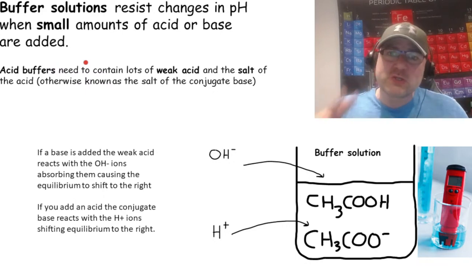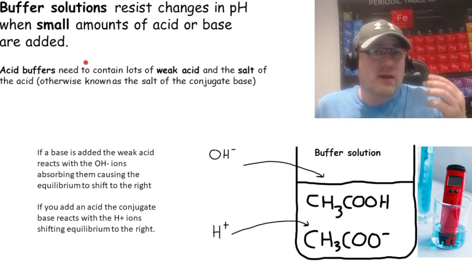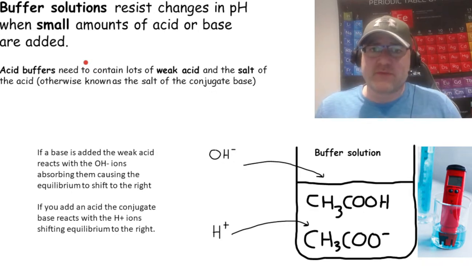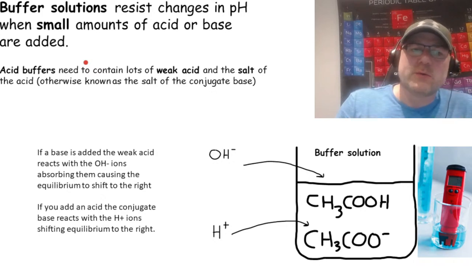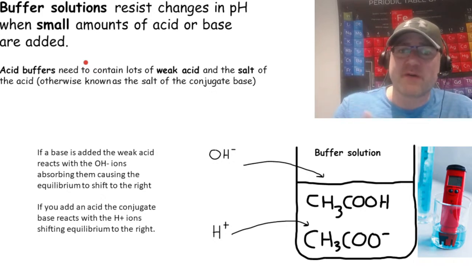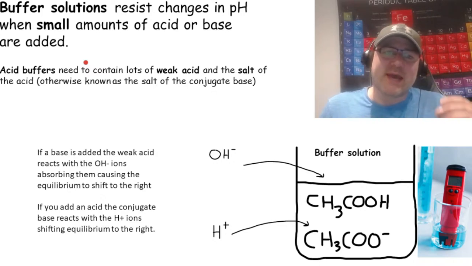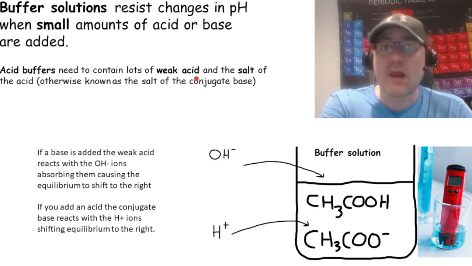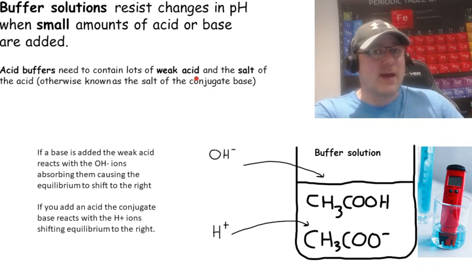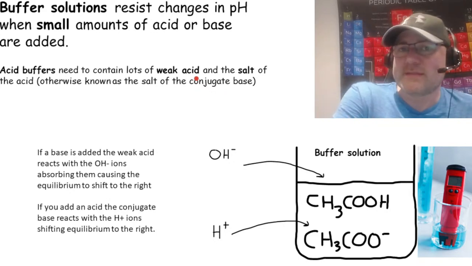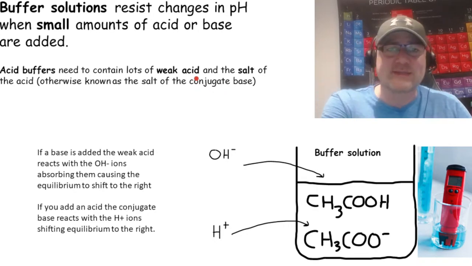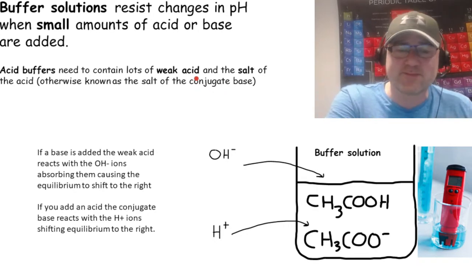Now, there are two types of buffers you have to know about in A-level chemistry: acid buffers and basic buffers. Acid buffers we're going to deal with first, and acid buffers contain two chemicals. A weak acid, like ethanoic acid. I'm going to be talking about ethanoic acid a lot in this explanation of buffers, but it could be any weak acid, methanoic acid, or any other type of weak acid.